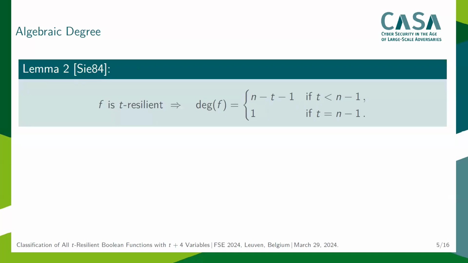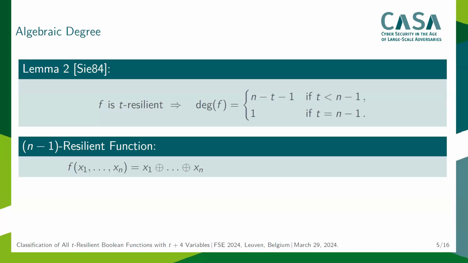In the same paper, where Siegenthaler introduced the resilient functions, he also showed the main weakness of resilient functions, and it is the algebraic degree of these functions. If f is a T-resilient function, then its algebraic degree is limited by n minus t minus 1. And in the case of highest resilience order, it will be an affine function.